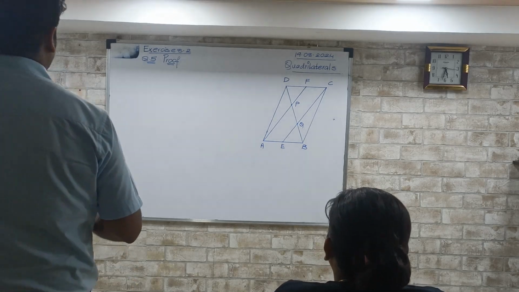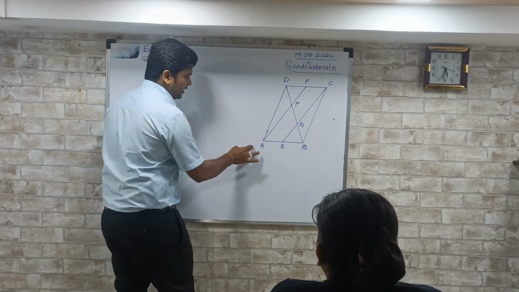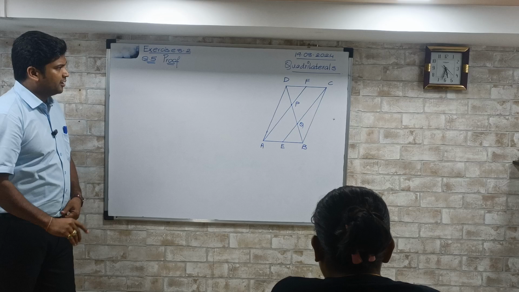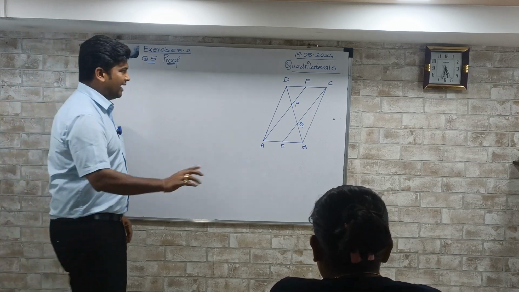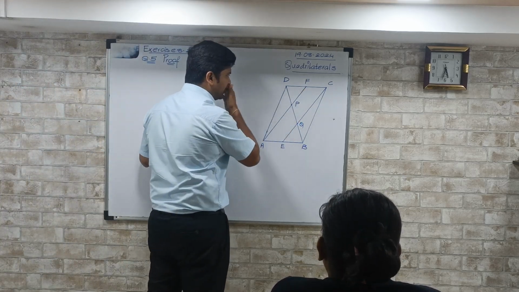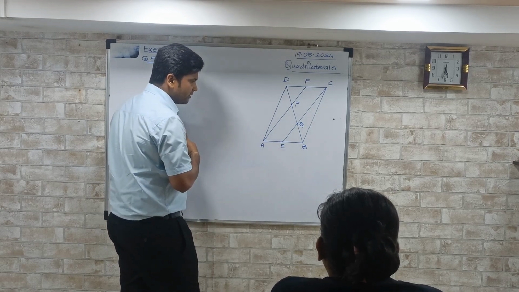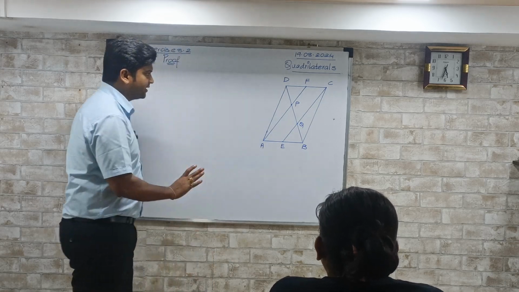आता इकडे बघा काय दिलंय. ABCD, I think it's behaving like a parallelogram. Good. And F कोणाचा मिड पॉइंट आहे? DC. Good. E कोणाचा मिड पॉइंट आहे? AB. हां AB. गुड. ठीक आहे.